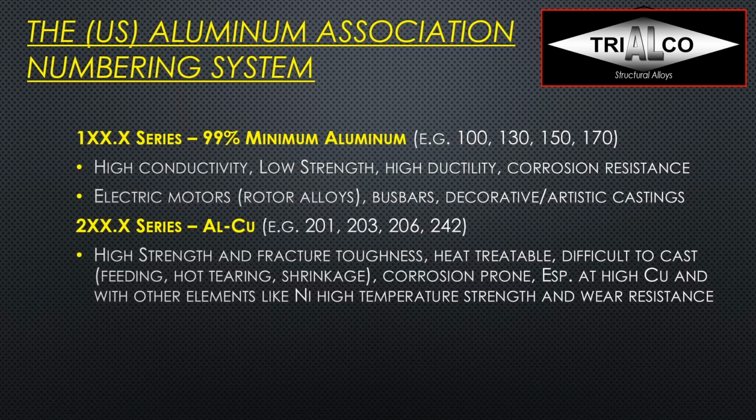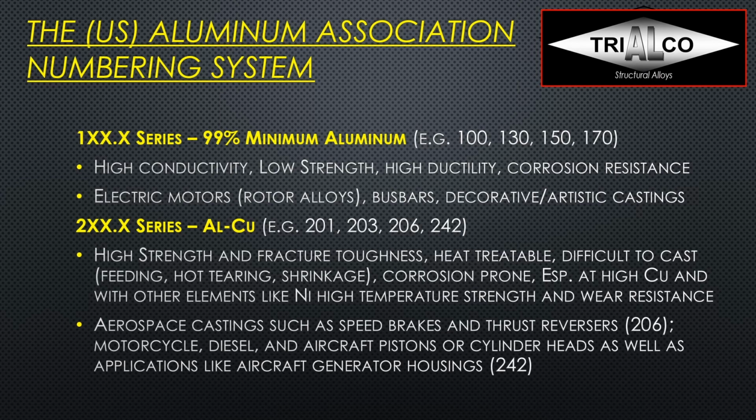They're pretty difficult to cast, especially in permanent mold. Feeding can be difficult. Hot tearing is an issue. They're prone to shrinkage, prone to SCC, stress corrosion cracking, and especially at high copper, this is even worse, and with other elements like nickel. The high temperature strength and wear resistance gets pretty good, so that's why they are used primarily in high strength aerospace castings, speed brakes, thrust reversers, motorcycle and diesel and aircraft pistons or cylinder heads, and applications like aircraft generator housings. That's, for example, a typical one for the 242 alloy.